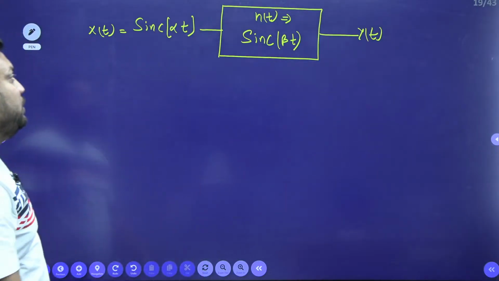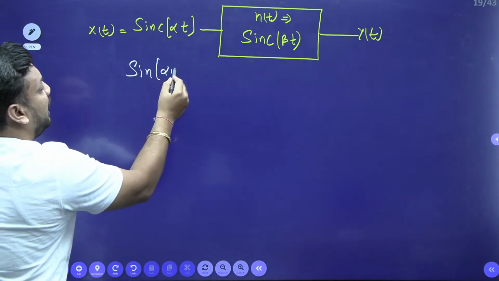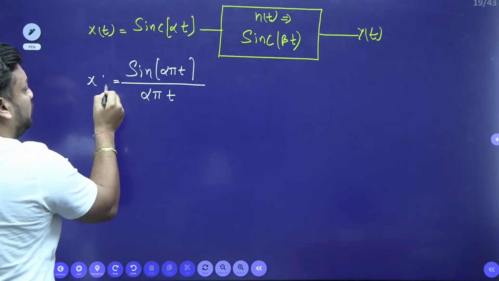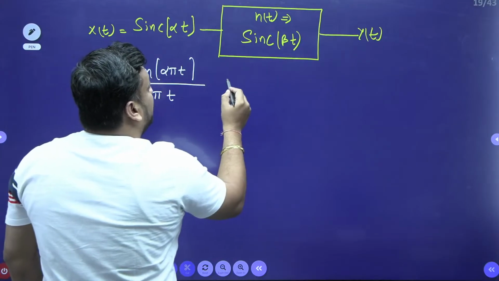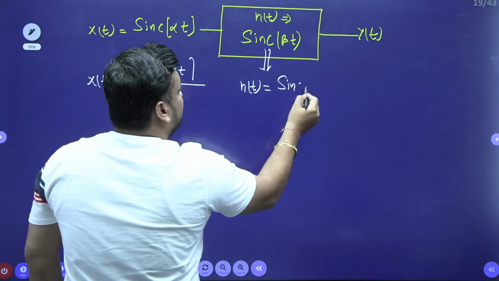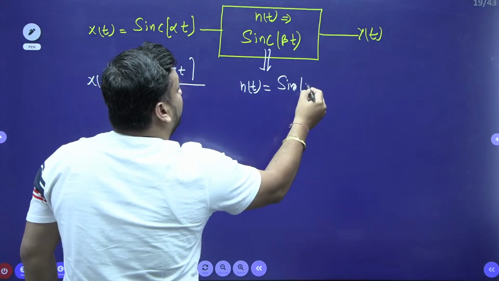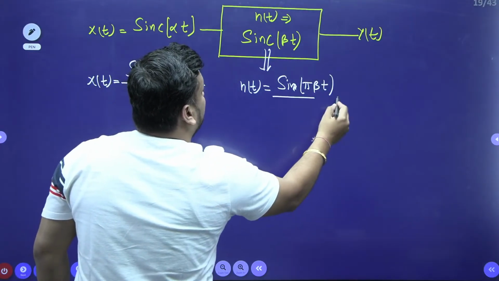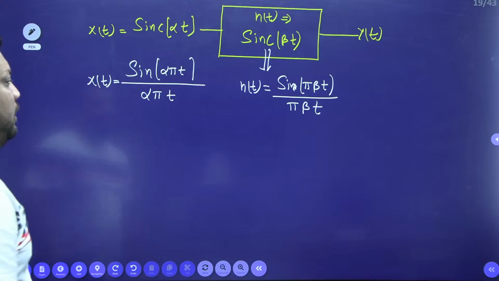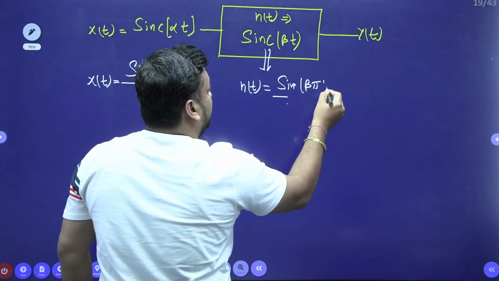Now tell me, can you write this sinc expression like this, children? The sinc expression means sine of alpha pi t upon alpha pi t. So this is nothing but my x(t). And what is my h(t), guys? My h(t) will become sinc, and if I want to convert it to sine, then it will be sine of beta pi t upon pi t. We should write beta pi t, because it will remind us.